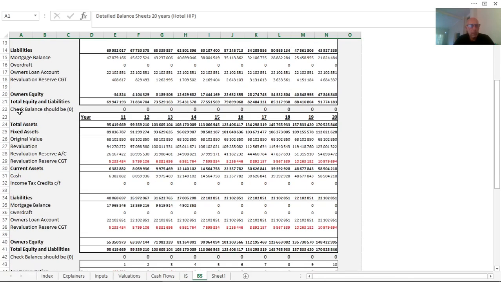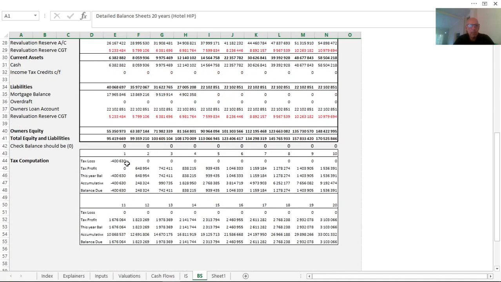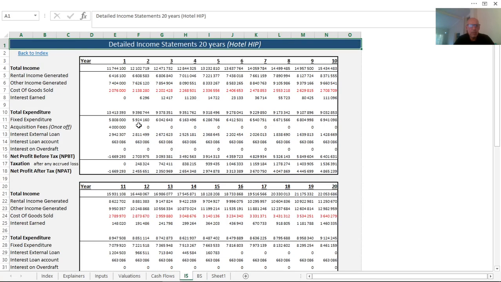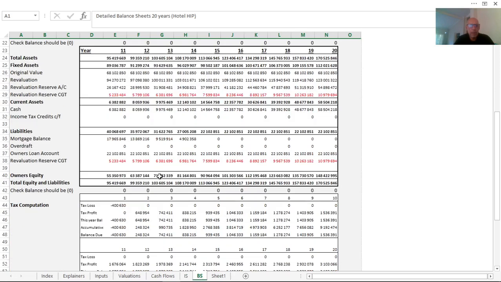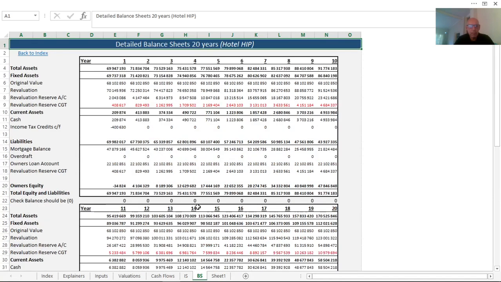Just for checking that no undue figures are there, this should always be zero. Your balance sheet, and then we've got a tax computation for your convenience, because quite often one is running a loss in the income statement in year one or two, and it is difficult to follow why tax isn't paid in year three when there's a profit. So all you have to do is come to the tax computation. It's all neatly placed for you.